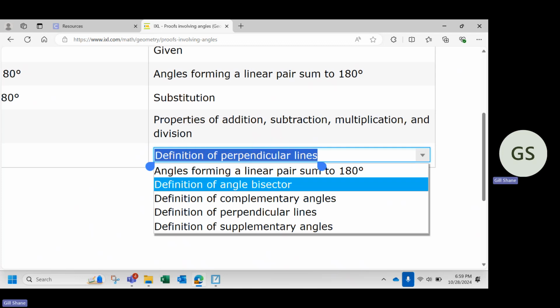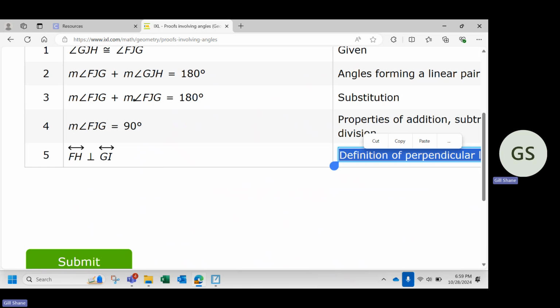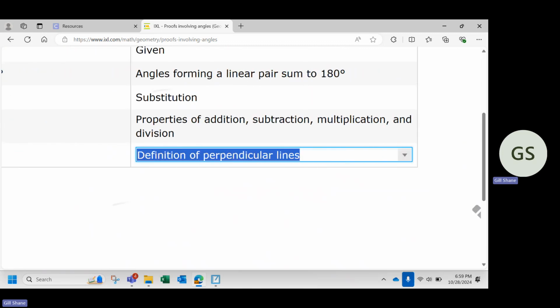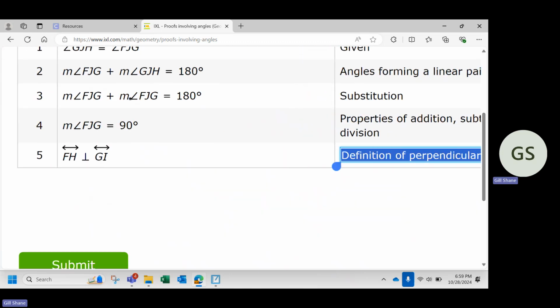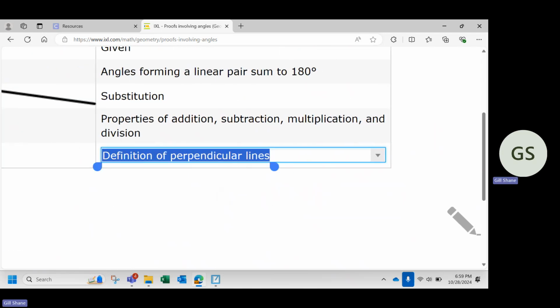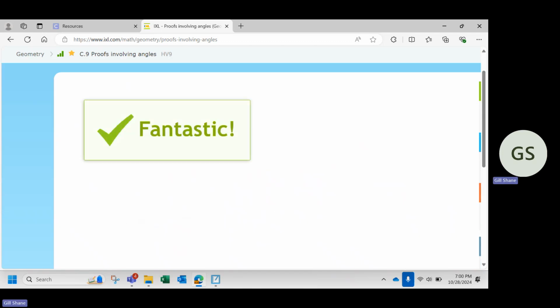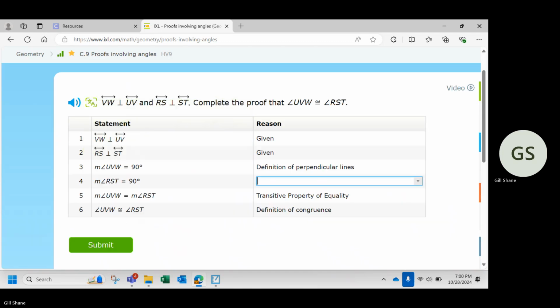Angles forming a linear pair. Well, this last step doesn't have to do with 180 degrees, so it's not going to be anything to do with linear pair, not for the last step. And then definition of supplementary. Again, this last step is all we're looking at. There's nothing about angles adding together in the last step. It's just about one angle being 90, and that meaning that we have to be talking about perpendicular lines. So the definition of perpendicular lines would be the answer to that one. So again, this is about perpendicular lines.